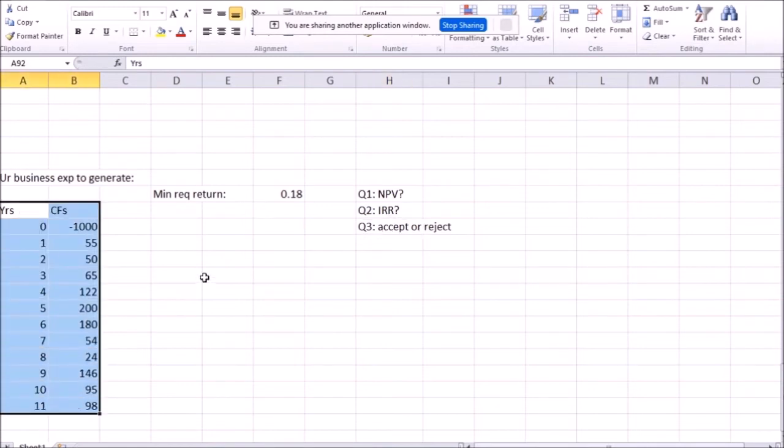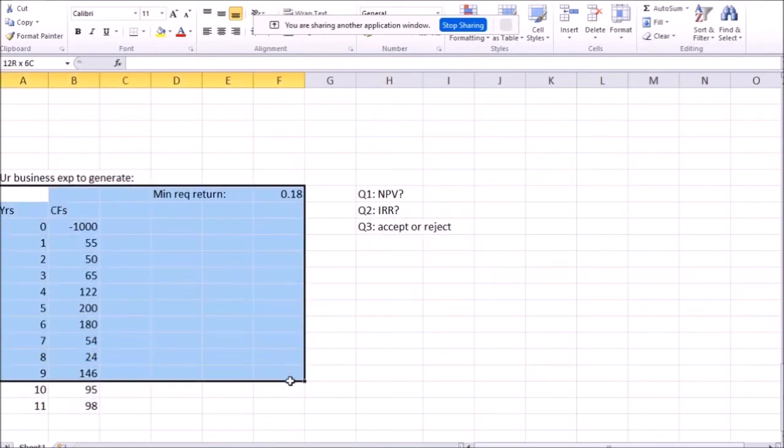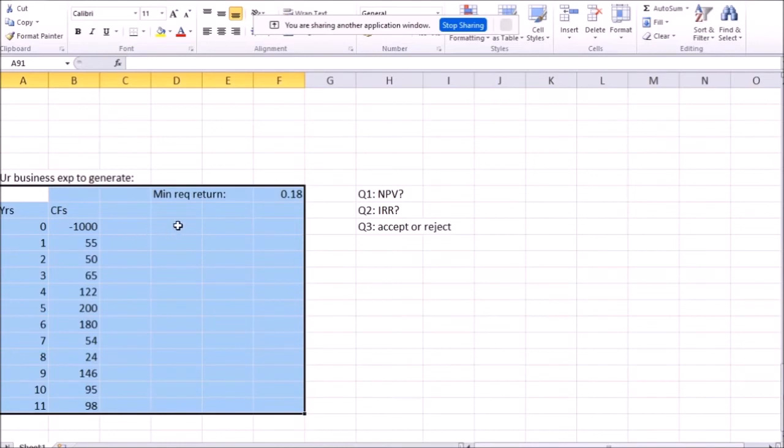Let's say we have a few questions here. Let's say we have to calculate both NPV and internal rate of return, as well as decide whether we accept or reject this project. Okay, we have everything we need for these. So let's start doing that.